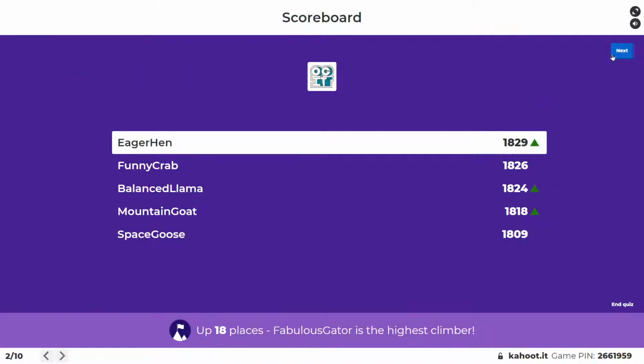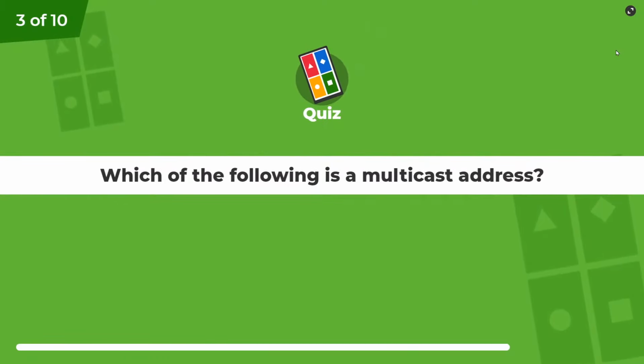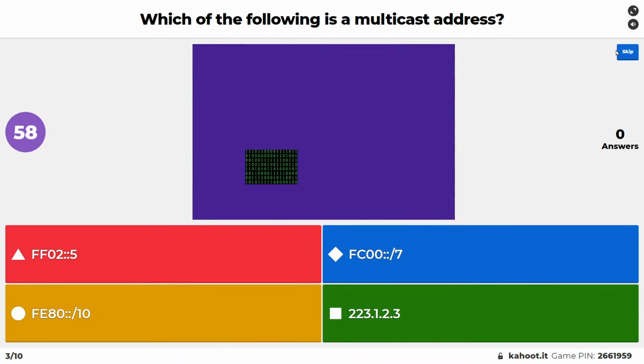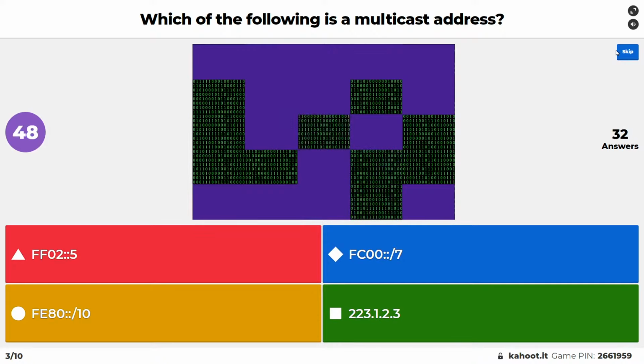All right, here we go. Next question is this. Question 3 of 10. Which of the following is a multicast address? Ooh. And I see an IPv4 address there. So this is a question about IPv4 or IPv6. Which of the following is a multicast address?